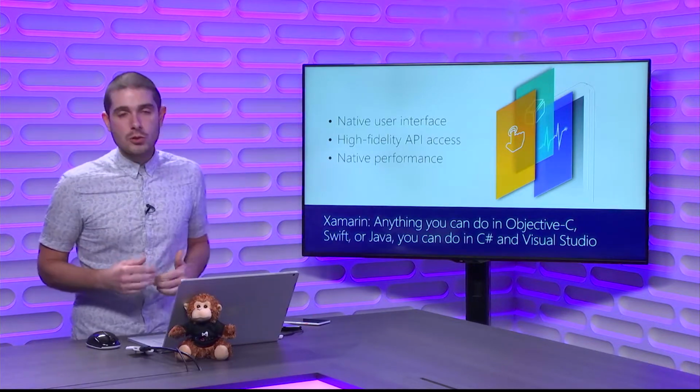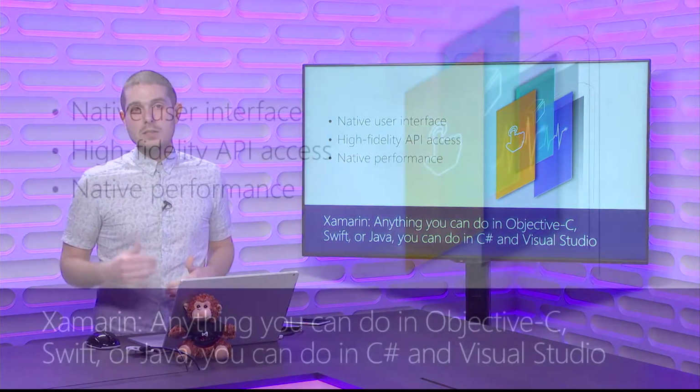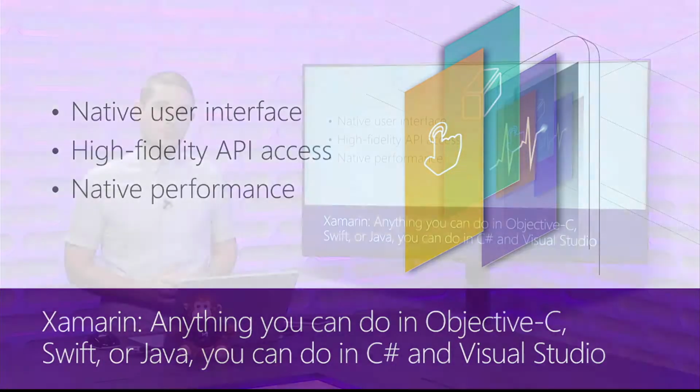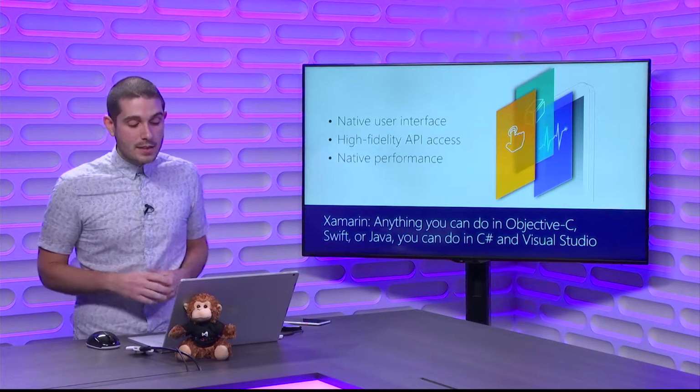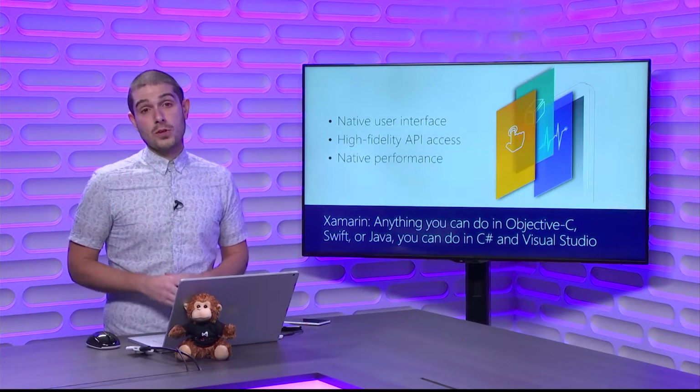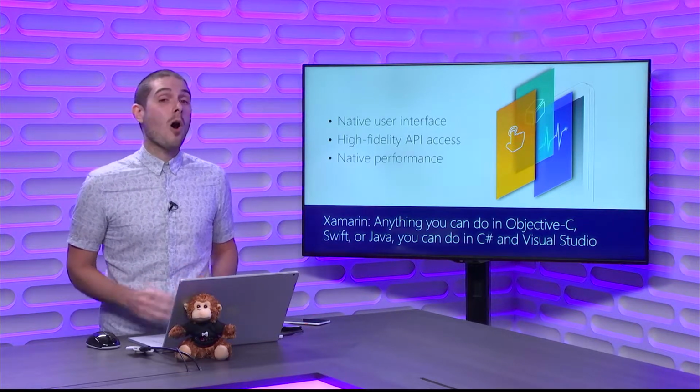So with Xamarin, Miguel talked about it this morning. We're all about ensuring that you have the tools to not only build beautiful native cross-platform applications, get access to 100% of the APIs on iOS and Android, and get beautiful native performance. We've said it since day one that anything that you can do in Objective-C, Swift, or Java, you can do it in C# with Visual Studio and share code across all of your platforms.